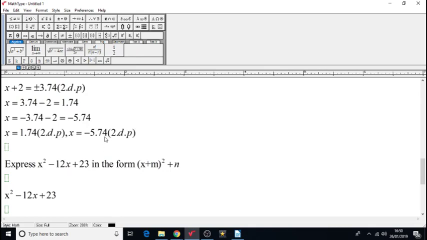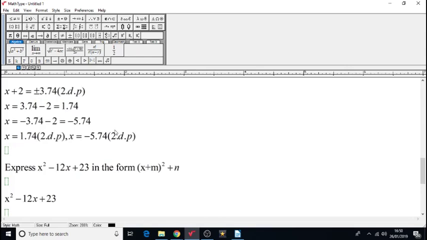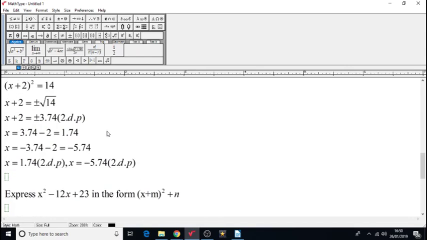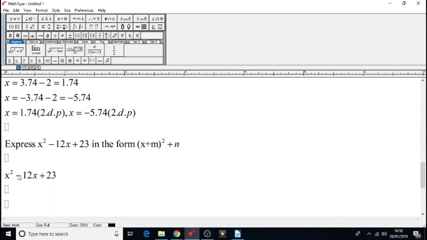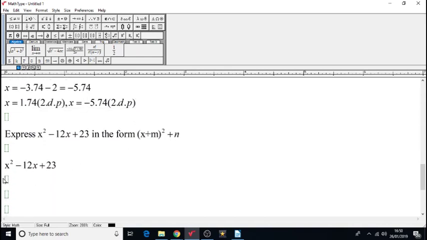And there you have your solutions. You worked out your solutions by completing the square. You have solved your first quadratic equation by completing the square. Pat yourself on the back. So let's move on to the next question now.